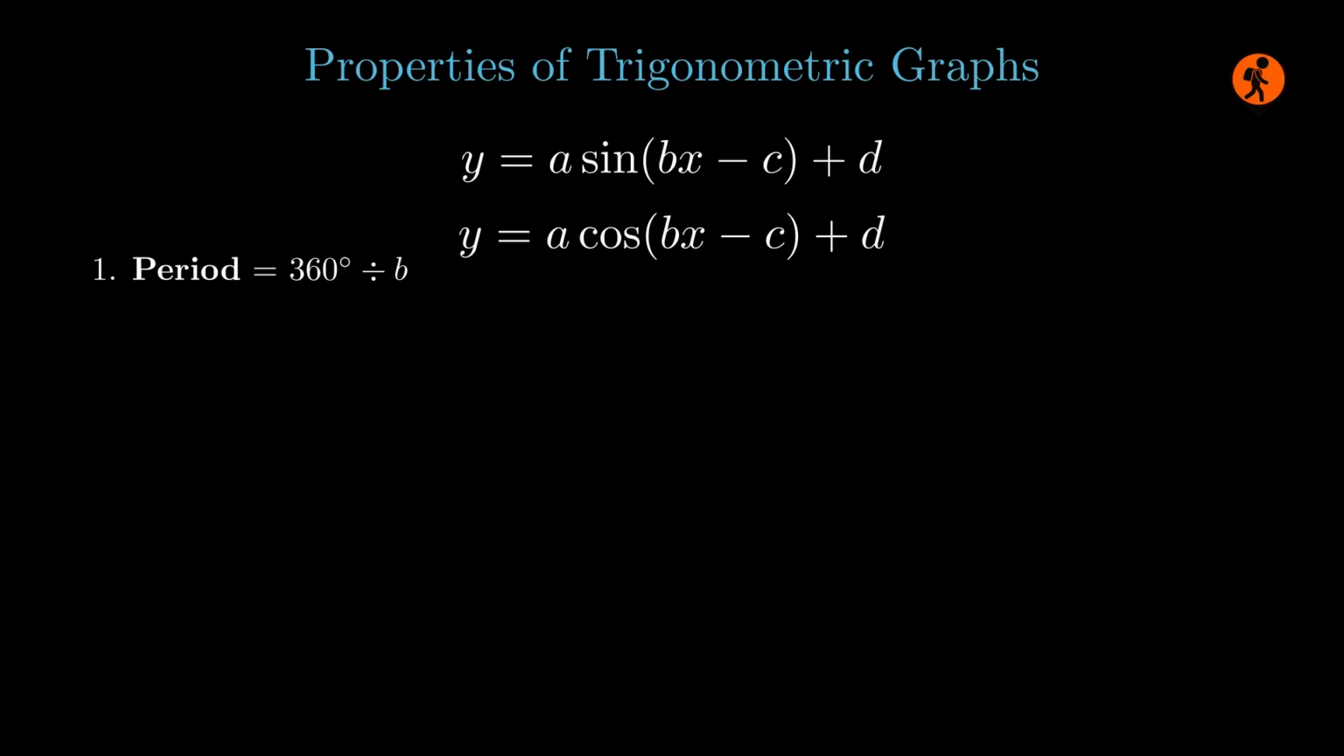Next is the step. This tells us how far to move along the x-axis for each key point. Just divide the period by 4.